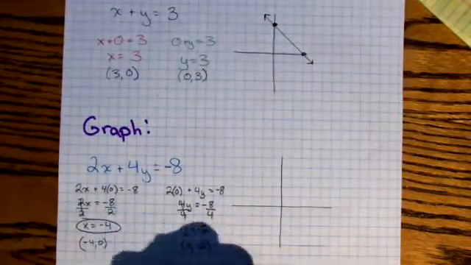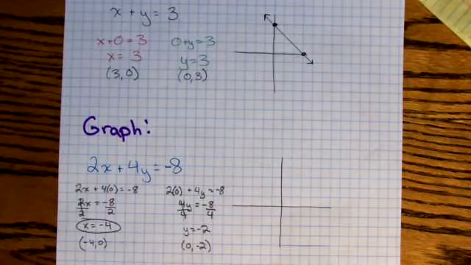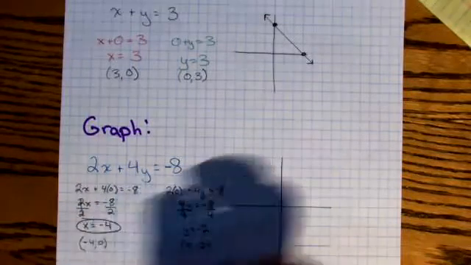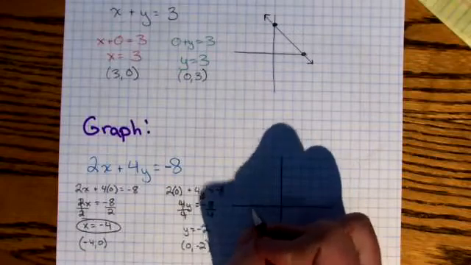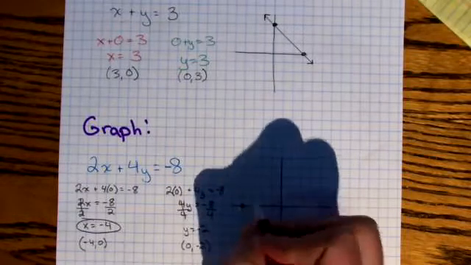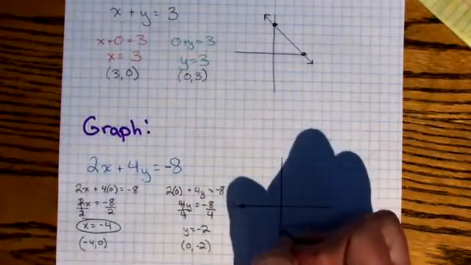We have our two intercept points, and now we're going to plot them. First one, -4, 0. 1, 2, 3, 4. Then 0, -2.